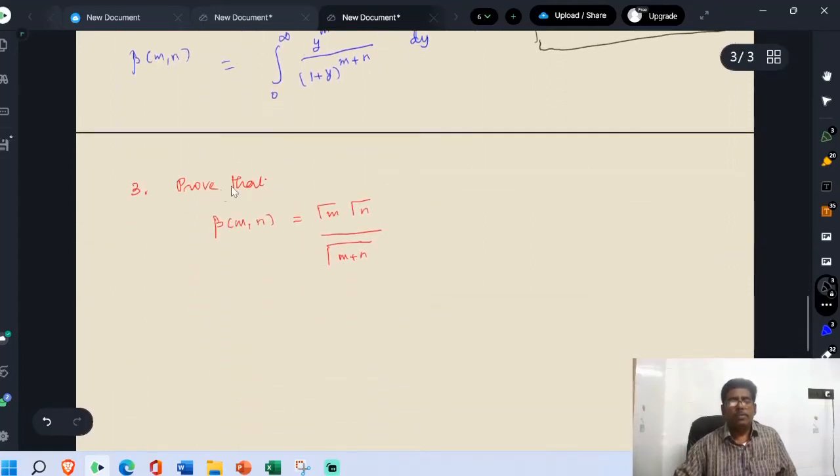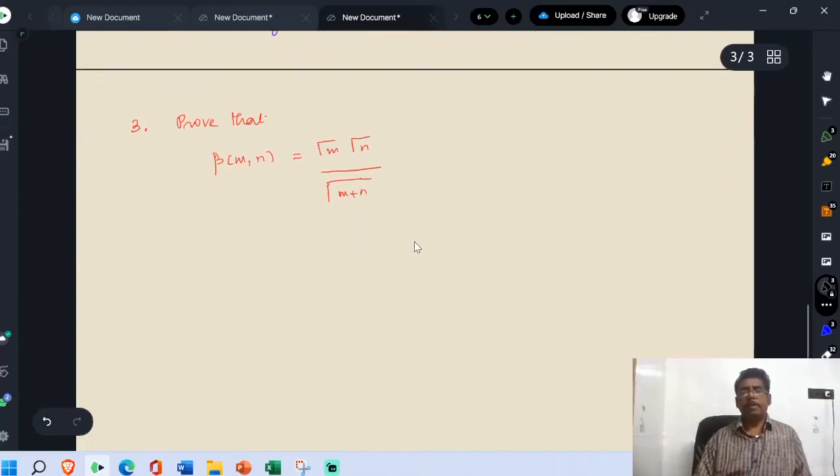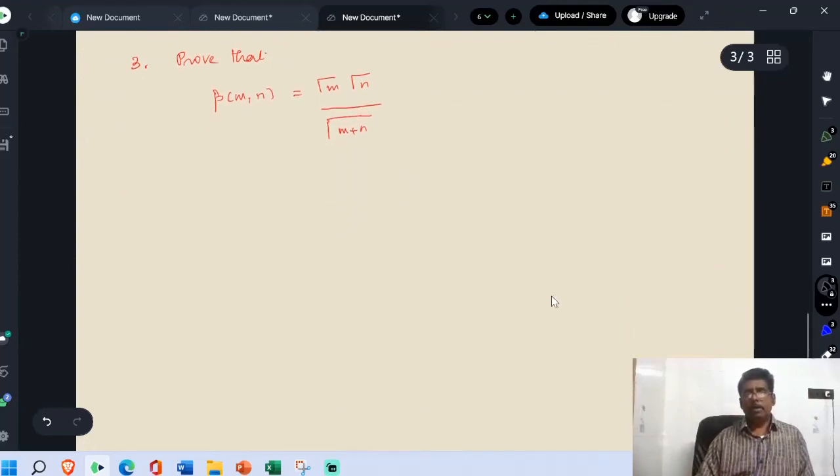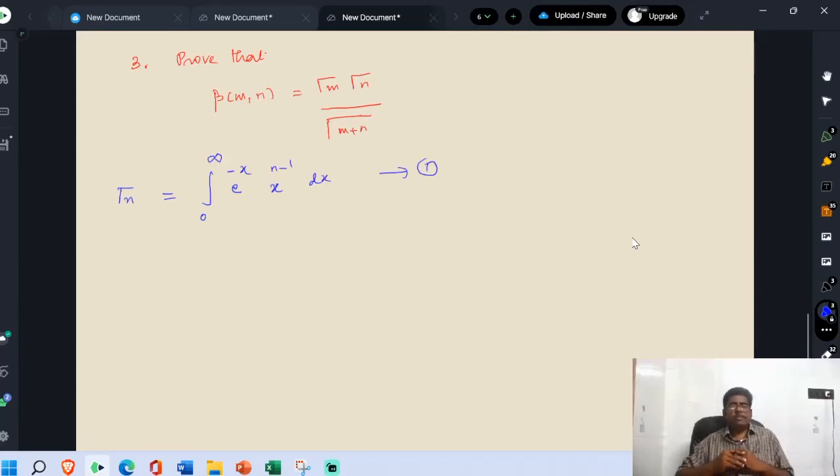Now third proof. Prove that beta of m, n equals gamma of m times gamma of n divided by gamma of m plus n. You know the gamma function. Gamma of n is equal to the integral with limits varying from 0 to infinity, e power minus x, x power n minus 1 into dx. This is called the gamma function, gamma of n. This is our gamma function.